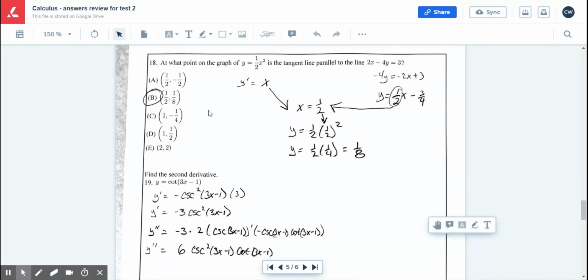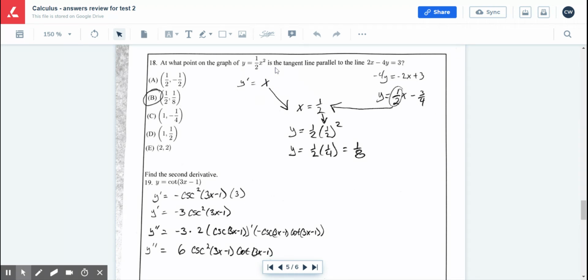All right, 18. At what point on the graph of y equals 1/2 x squared is the tangent line parallel to the line 2x minus 4y equals 3? So again, tangent line right there. So that means we need a point and we need a slope. We get slope from the derivative. So there's my function. There's my derivative. Derivative of 1/2 x squared equals x.